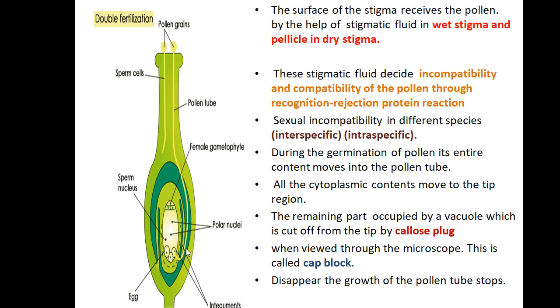Okay, so these callose plugs disappear when the growth stops. These structures, the callose plugs, will disappear after the growth of the pollen tube stops.